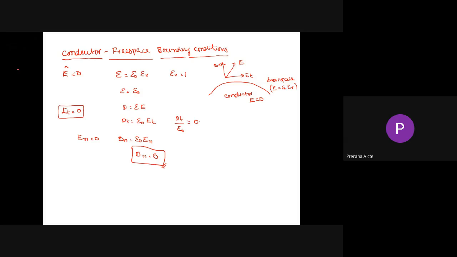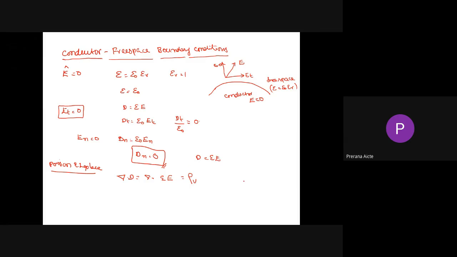Next, the Poisson and Laplace equations. These equations are easily derived from the Gauss law. Gauss law is del dot D is equal to rho V, where generally D is equal to epsilon into E, so del dot epsilon E is equal to rho V. This we already know from Gauss law.